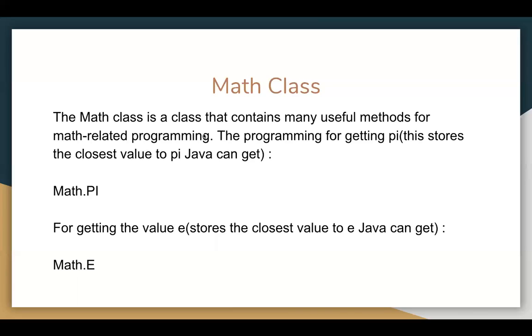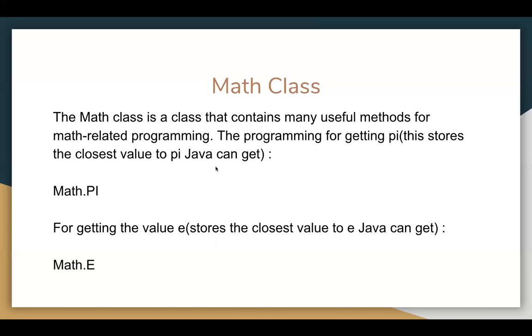And also, including methods, it also contains constants. Actually, you probably don't understand this yet, but you'll understand later. But it contains values as well. So as you can see down here, the program for getting pi stores the closest value to pi Java can get, and you would use this command to get pi. So you can use methods in this class, but you can also get values that are hard to get otherwise. With Java, you can just do this, and then you'll get pi, basically.